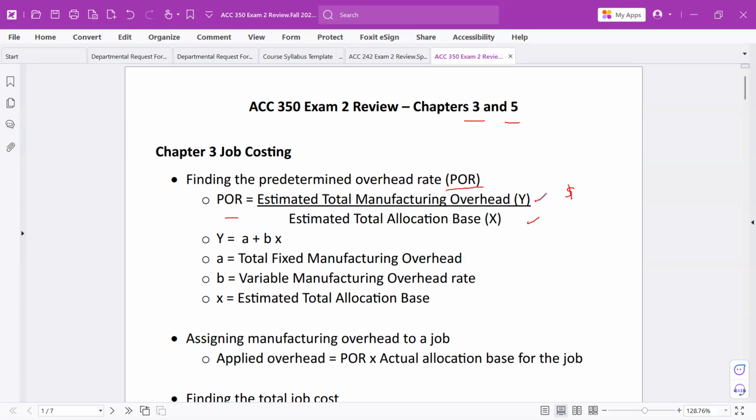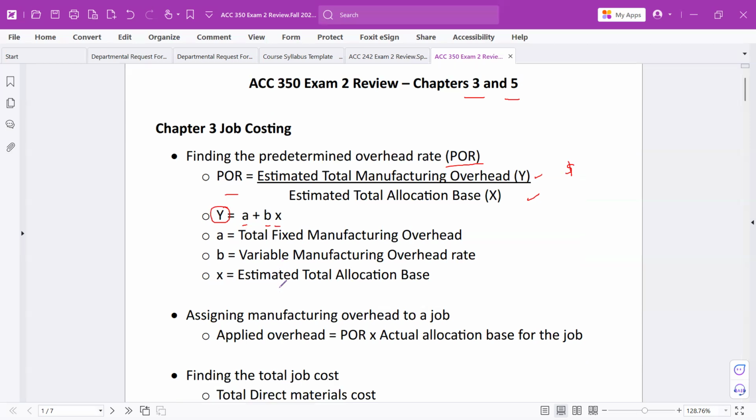Now, Y, the total amount of the manufacturing overhead, is A plus BX, where A is the fixed component, so you've got the fixed overhead, and B is the variable manufacturing overhead rate. And we multiply that variable rate B times X, which is the estimated allocation base. So the first objective is to get Y, which is that total manufacturing overhead. And we do it by putting the fixed overhead and the variable overhead together in this equation. We add them together and we end up with total manufacturing overhead.